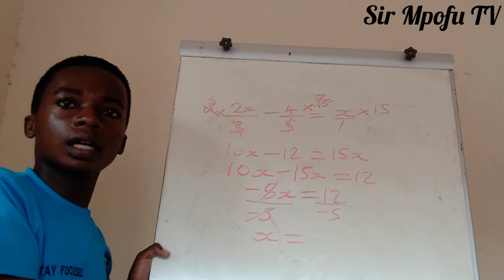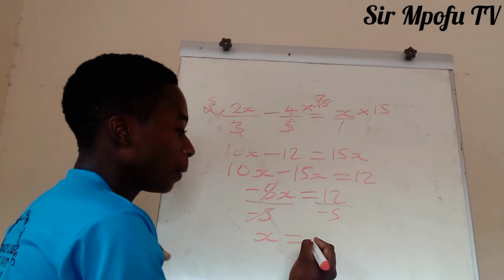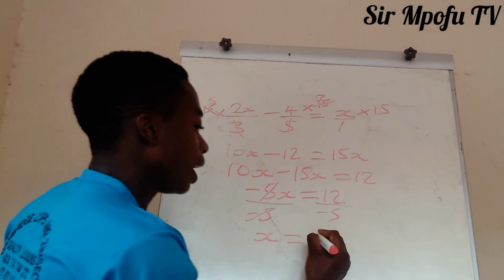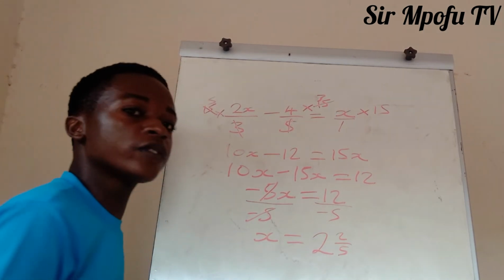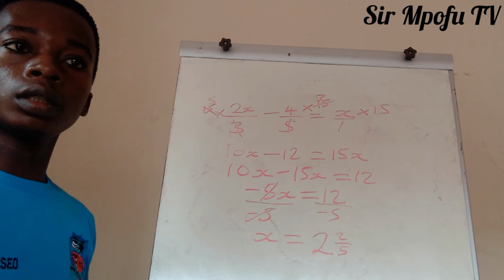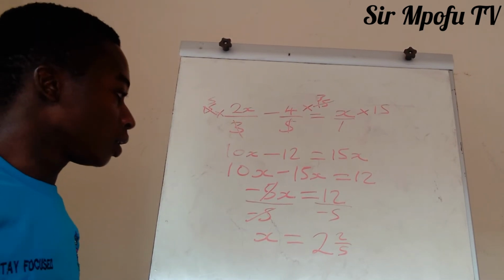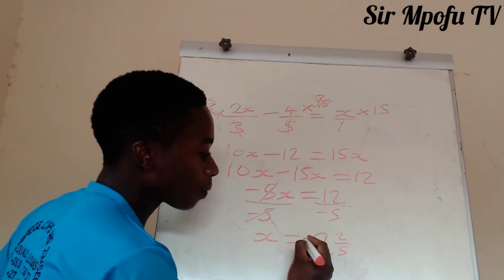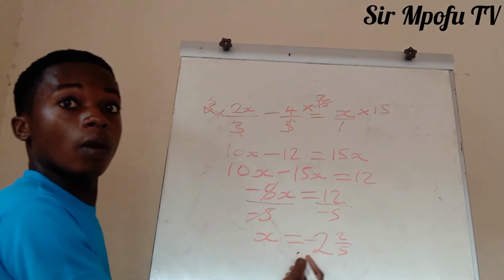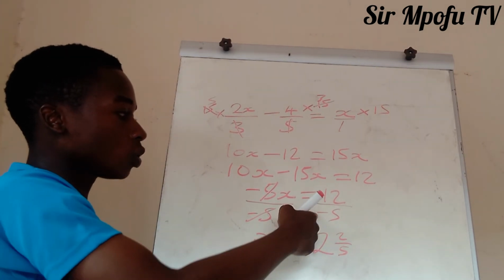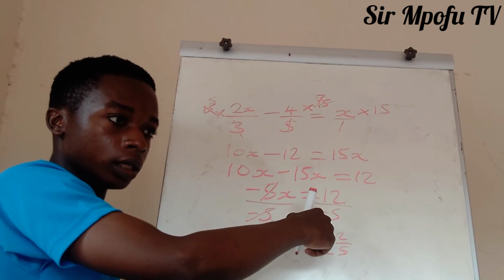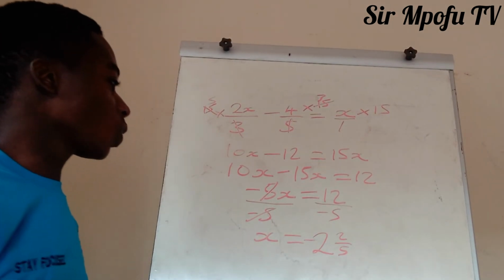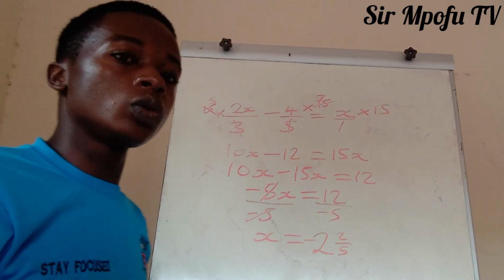What will be the answer? It's 2 and 2 over 5. Your answer is 50% correct. It's not correct. Yes, there should be a negative here, right? Why should there be a negative? Because look here, there's a negative here. So a positive and a negative, what do you get? Negative. So this is what you have to do.